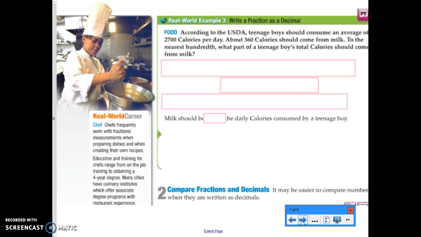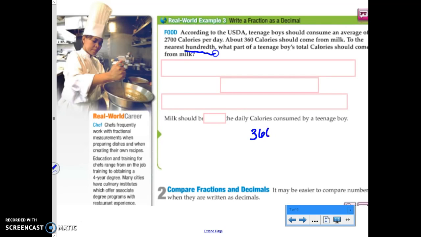So the next slide here in our word problem says, according to the USDA, teenage boys should consume an average of 2,700 total calories per day. About 360 calories should come from milk. To the nearest hundredth, remember, go back to your word problem and figure out what the question's asking. So you're rounding to the nearest hundredth. What part of a teenage boy's total calories should come from milk?